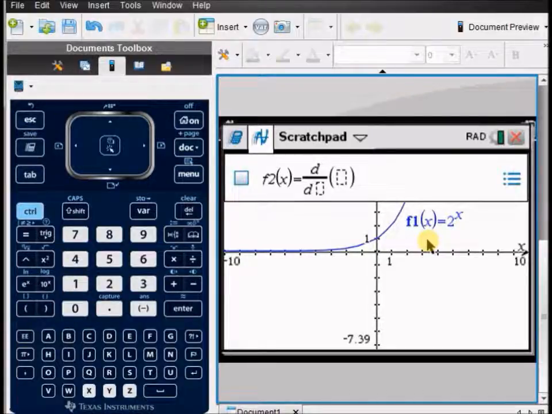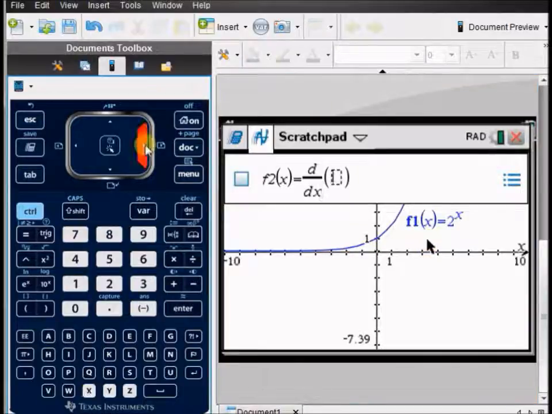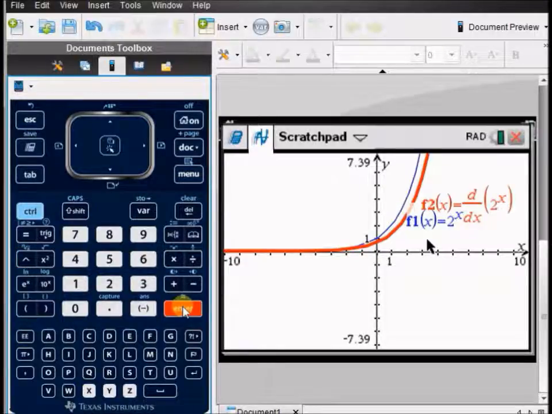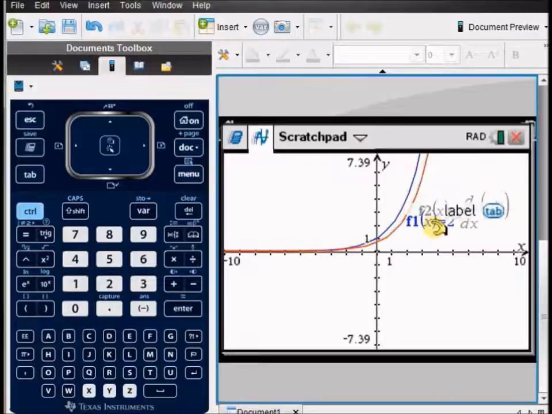This is going to take the derivative of the function that we put inside the brackets. This is with respect to x, so we need an x there. Then we scroll over and put 2 to the power of x. And enter. All right, so here we have another function. The blue function is our 2 to the power of x. The red function is the derivative of 2 to the power of x.